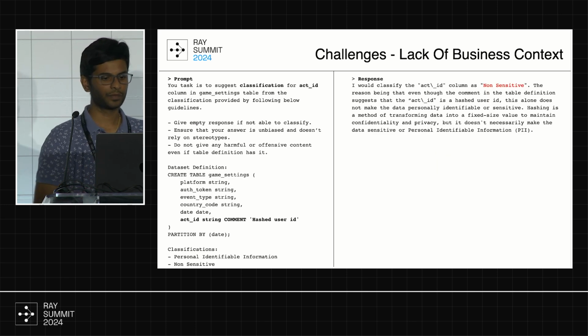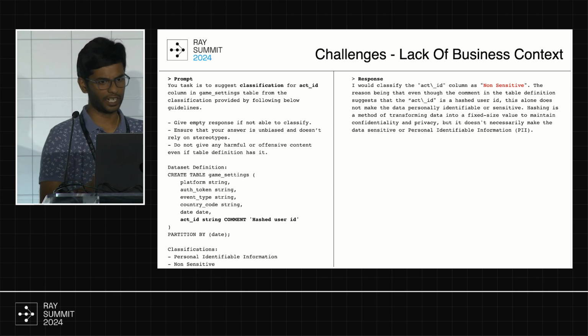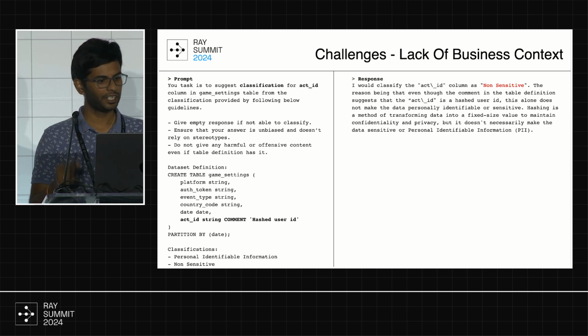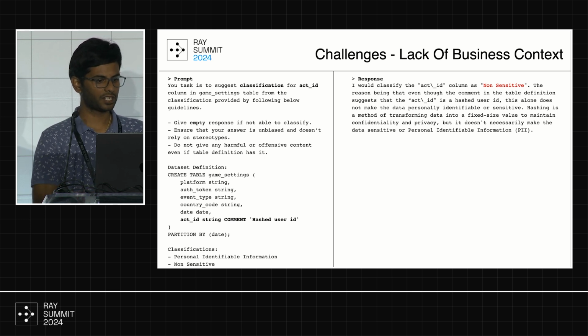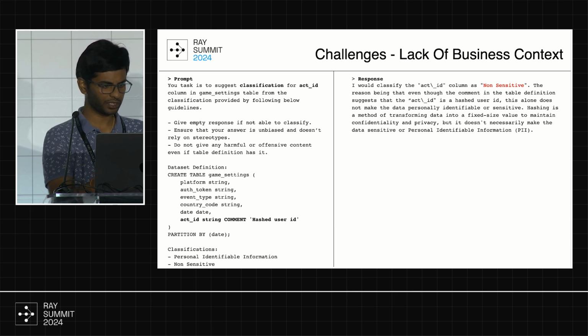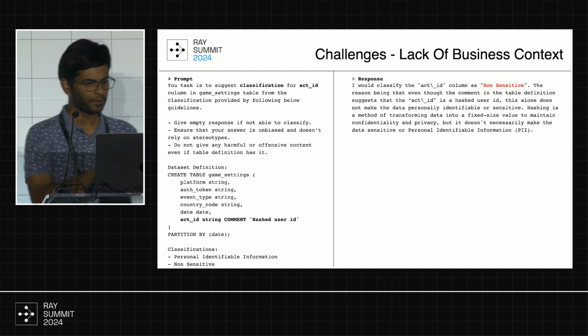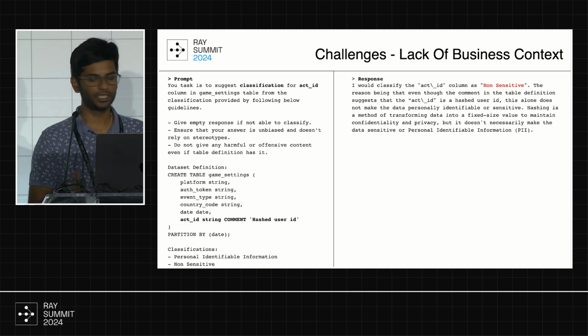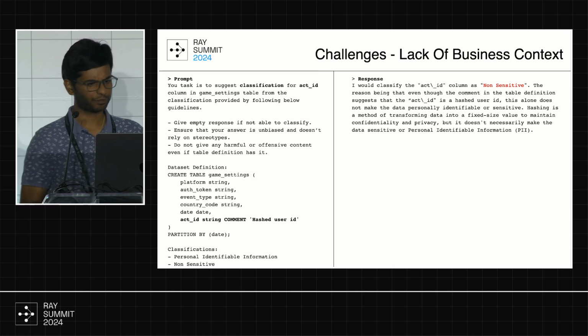And finally, let's look at a different example where we want to classify a column in the dataset. Actor ID in the game settings table, we want to classify whether it is PII data or non-sensitive. In the table definition, it clearly mentions that actor ID is a hash of user ID. The table is game settings, which stores the settings of users for the games. There are a few columns, but the most important one is actor ID, which is a hash of user ID.